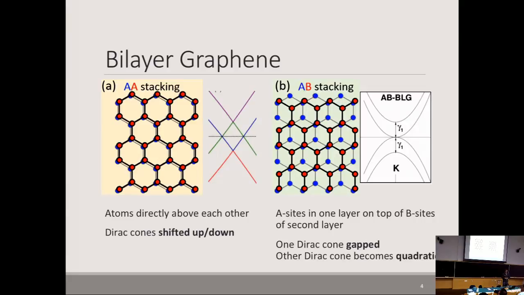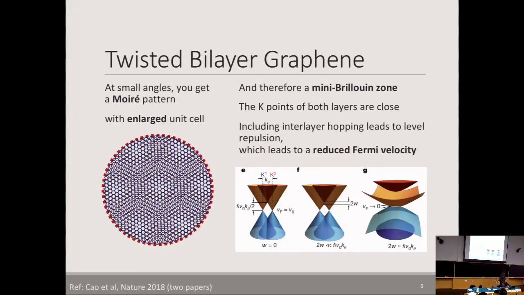The other option is so-called AB stacking, where the A sites of one layer are on top of the B sites of the other layer. And in this case, something more interesting happens once you couple them. Of the 2 Dirac cones that you had, one of them gaps out, so you just open a gap. The other one is no longer linear, but becomes quadratic. So as you can see, it depends on how you stack what kind of effective model you have at low energies.